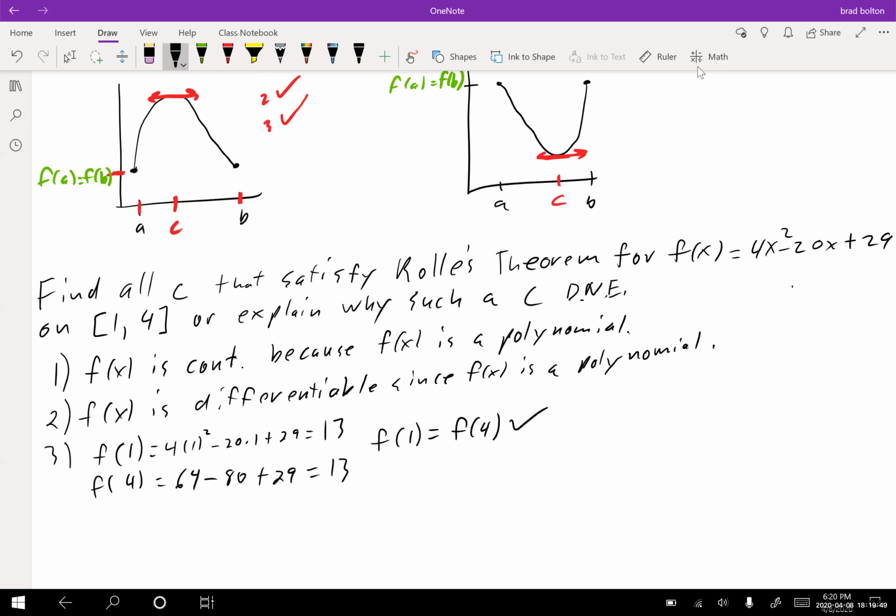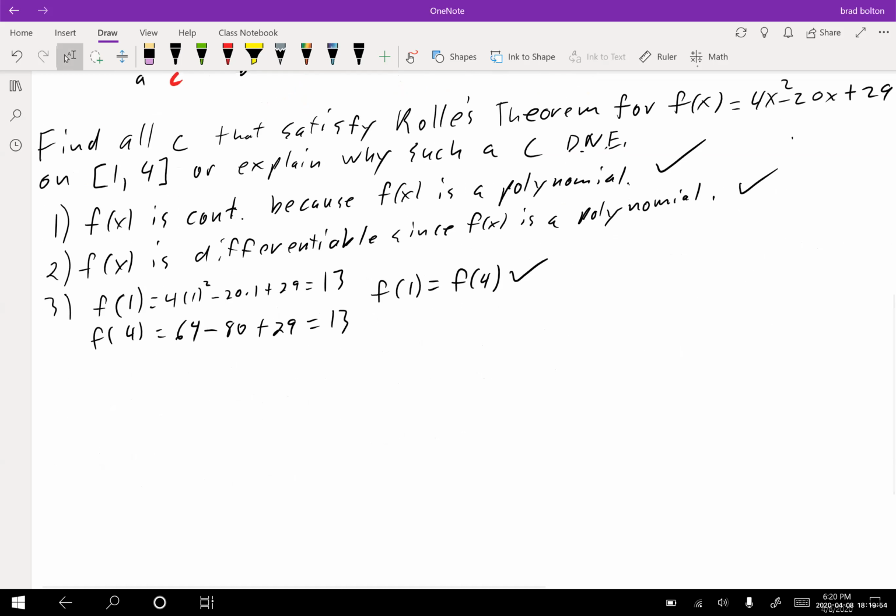So check, check, check. We have the 3 hypotheses, or the 3 parts of the hypothesis, of Rolle's theorem. Now, the follow-up then says that we are now guaranteed that there will be some c in between 1 and 4 where the derivative equals 0. This is a promise that Rolle's theorem has made to us.